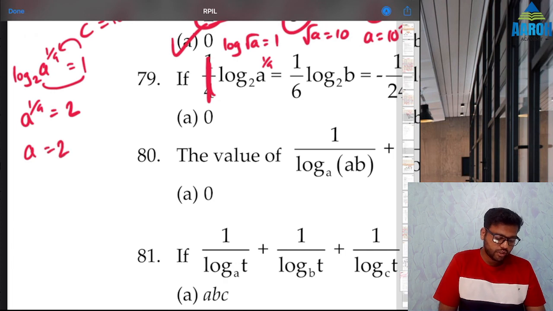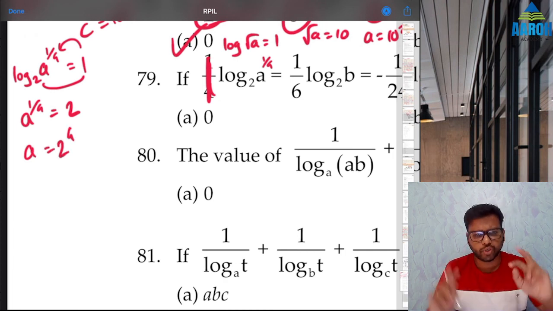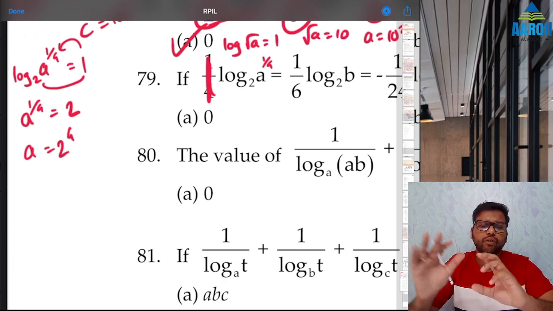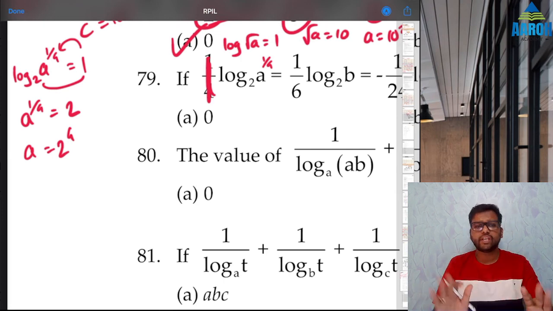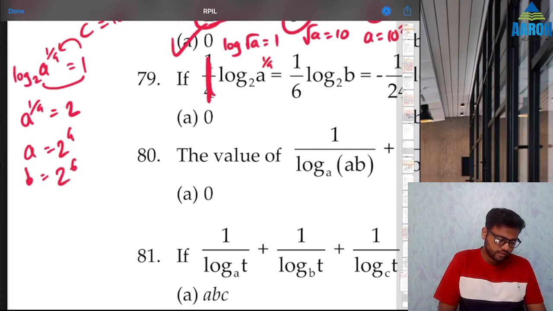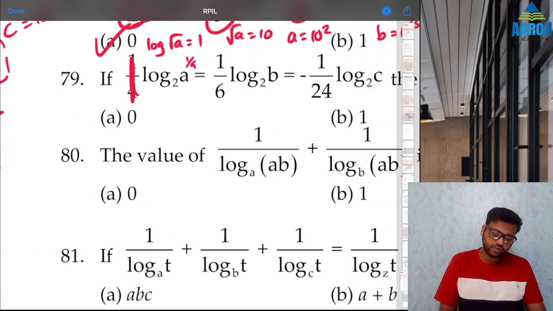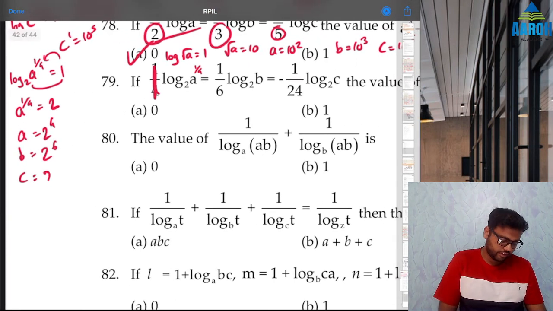That means a raised to what? A is equal to what? 2 raised to 4. Because if we raise both sides by 4, a will be equal to 2 raised to 4. Now if you follow the same pattern, b will be what? 2 raised to 6. C will be what? 2 raised to 24. Oh, or 2 raised to minus 24, right? Fine. So we have all the figures now.